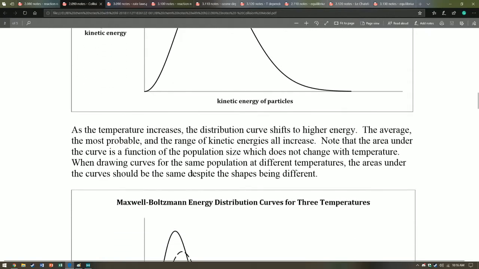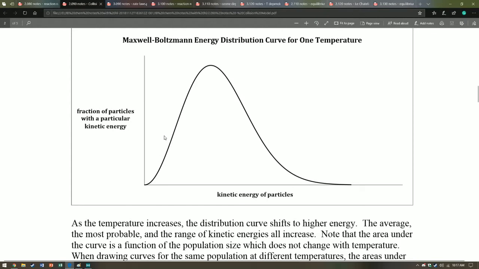As the temperature increases, the curve more or less flattens, and the distribution shifts to higher energy. The average, the most probable, and the range of kinetic energy all increase. Note that the area under the curve is a function of population size, which does not change with temperature. So the area under the curve is the total number of molecules, the particles with that given kinetic energy.